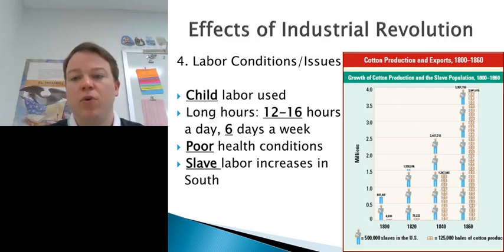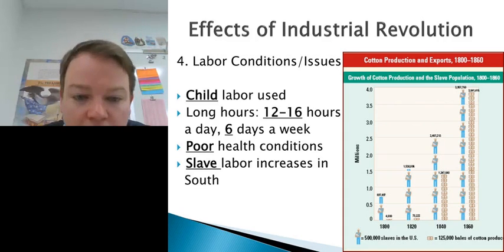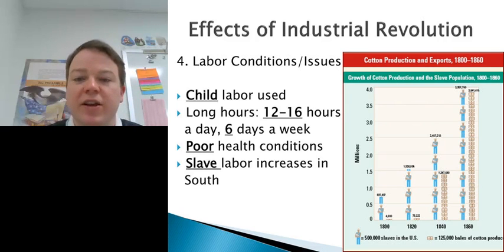There's going to be really, really poor health conditions in these factories. They're going to be very dimly lit. There's going to be a lot of dust, a lot of stuff that can get in your lungs and cause a lot of different ailments. And slave labor, as you can see from the chart, is going to greatly increase. We're going to go from maybe 400,000 slaves, it looks like, in 1800 to over 3.4 million by the 1860s. And you can see as the amount of slaves goes up, cotton production is also going to increase as well.